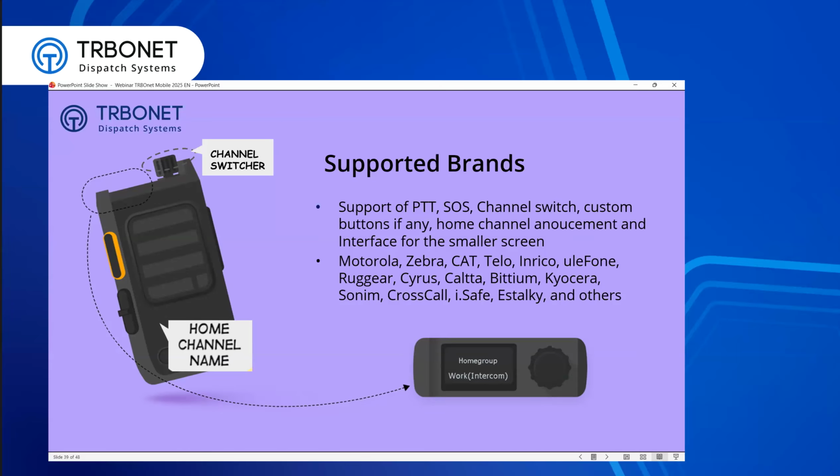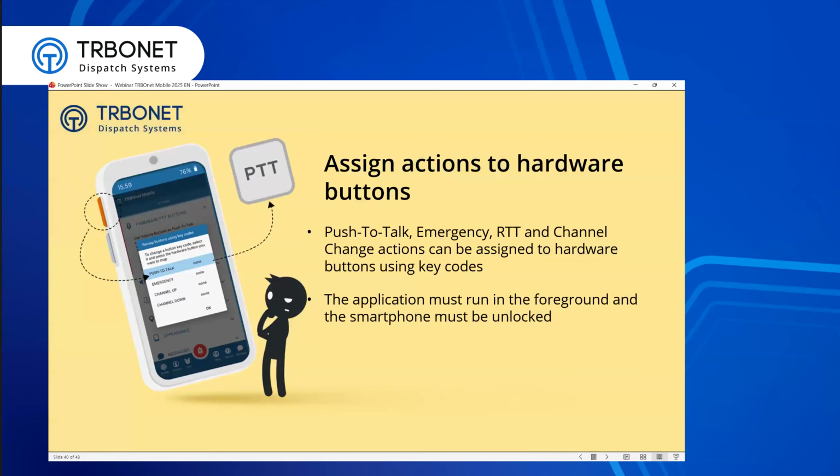size of the screen. But if, for some reason, we cannot support hardware buttons, it's also possible to assign buttons inside the device. So we open the device, we have a special configuration screen where you can assign buttons. You open the screen, press the button, TRBOnet understands which button is pressed, and you assign it. Okay, this button will be push to talk. This button will be emergency. This button will be channel up, channel down.